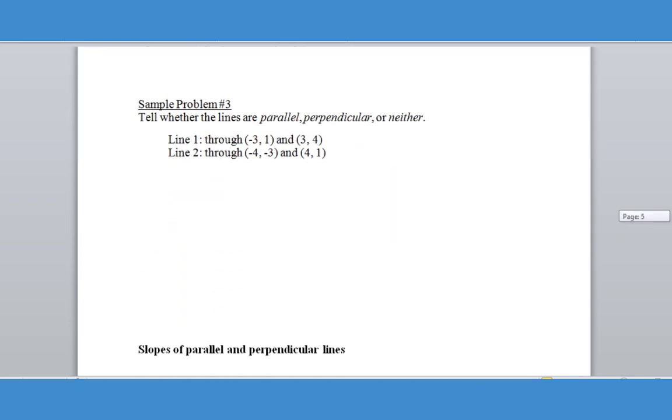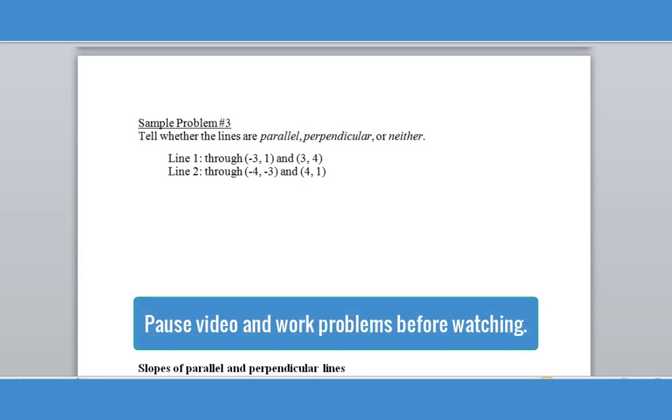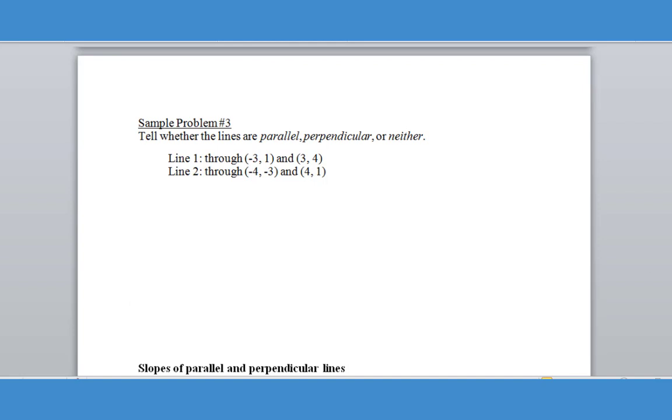So what we want you to do is to get some experience doing that. So for sample problem number 3, you're going to basically work a similar problem using the example as a guide. So go ahead and pause the video and work on that now.